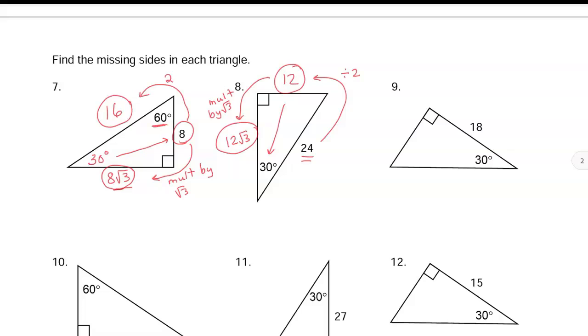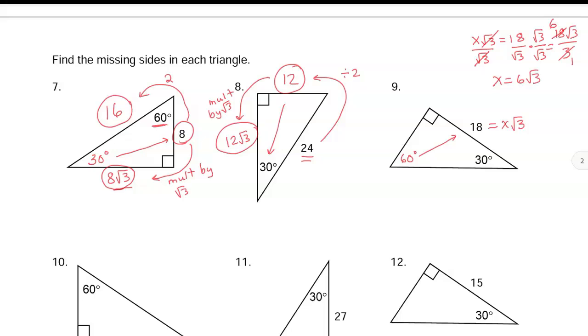In number 9, I have the 30-degree angle, which means the remaining angle is 60 degrees. Across from the 60-degree angle is 18. That is supposed to be the x root 3 side. So if I look at that, x root 3 is supposed to be 18. I'm going to divide both sides by root 3 and rationalize that. So multiply top and bottom by root 3. That gives me 18 root 3 over 3, and it reduces. 3 goes into 3 once, 3 goes into 18 6 times. So that means x is 6 root 3.